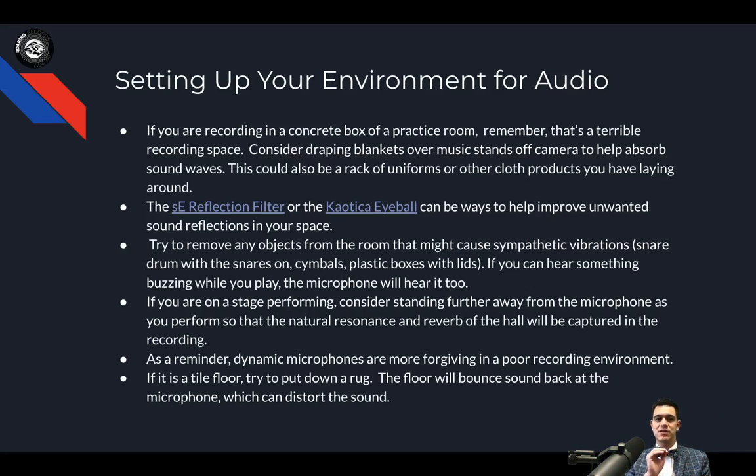So you might want to consider draping some moving blankets over a music stand off camera. And if you've got a music stand off camera and you've got these blankets, maybe a rack of uniforms, something like that can also absorb a lot of sound. There are things like the SE reflection filter or the Kaotica Eyeball that can help you reduce unwanted reflections in your space. You can try to remove any objects that will cause sympathetic vibrations, like snare drums and cymbals.